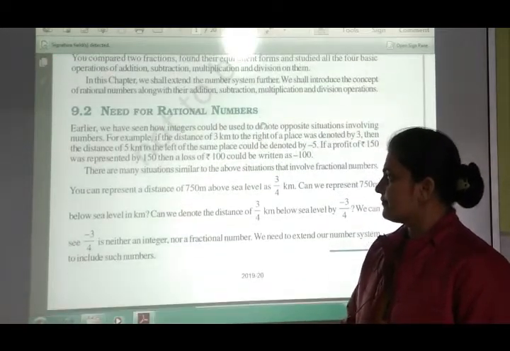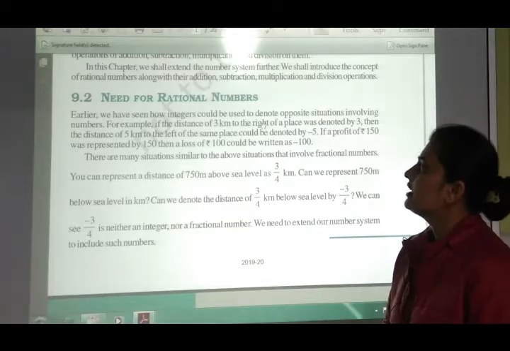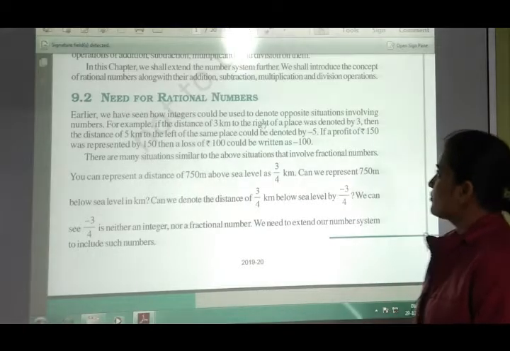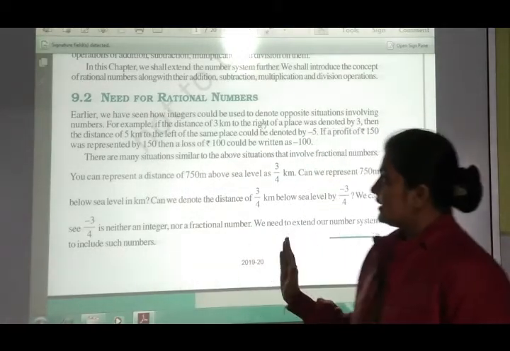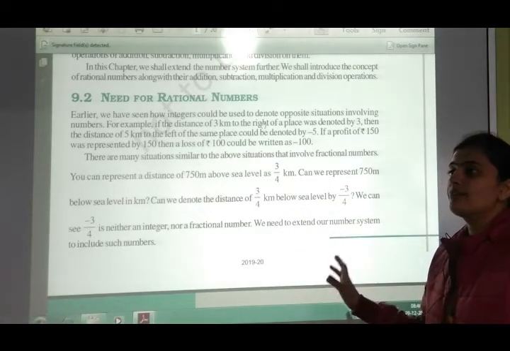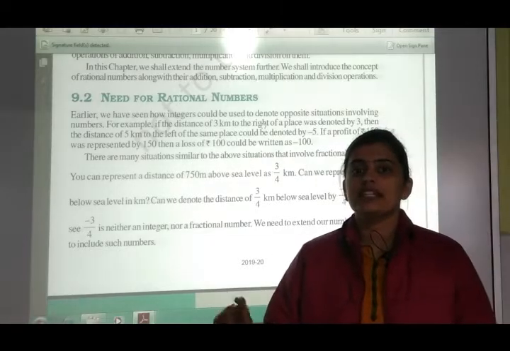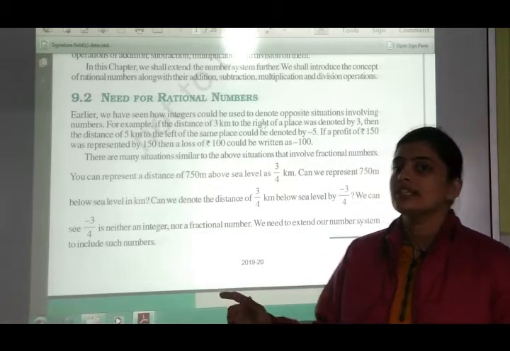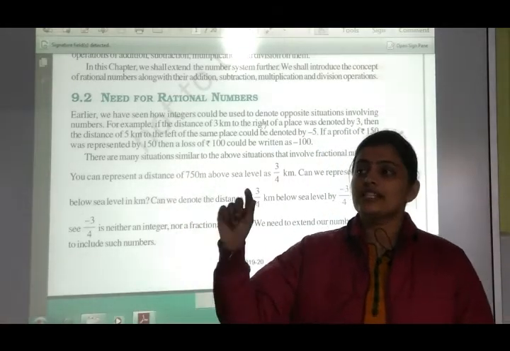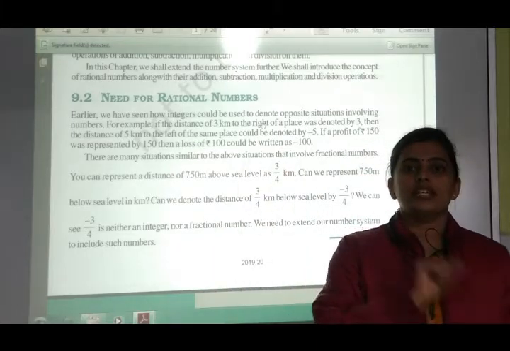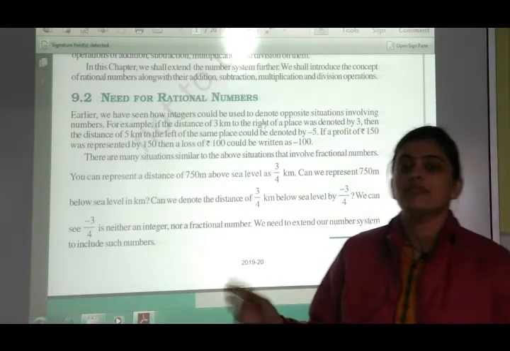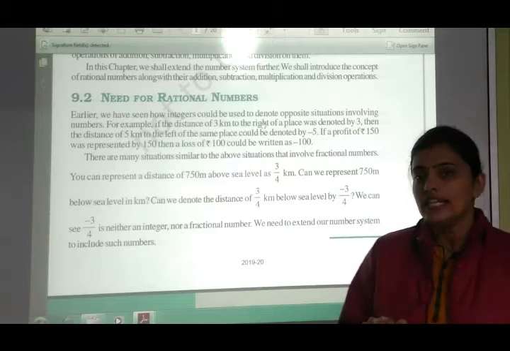Need of rational numbers. Here examples are given. For example, if the distance of 3 km to the right of a place was denoted by 3, then the distance of 5 km to the left of the same place could be denoted by -5. Left and right are two directions. If you denote a place on the right side, it is positive, and if you denote that same place on the left side, it becomes a negative number. So here there is a need for negative and positive numbers. What are we using here? We are using the integers.